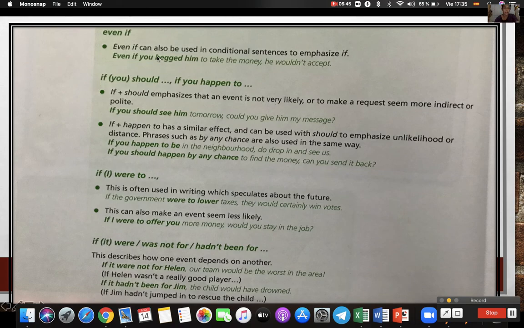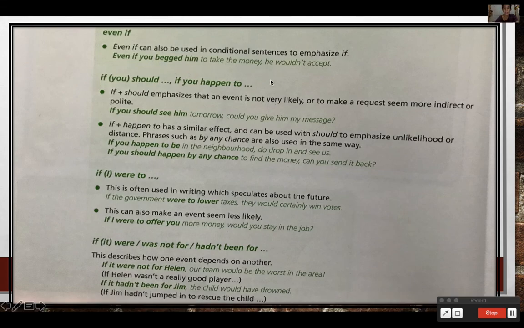Right? So, even if you back him to make the money, he wouldn't accept. Okay? Incluso dice si como que metieras el dinero en una bolsa, él no lo aceptaría. Incluso, even if, incluso si. Okay, that's another way to make an emphasis in if.